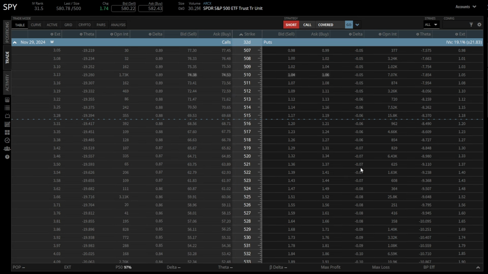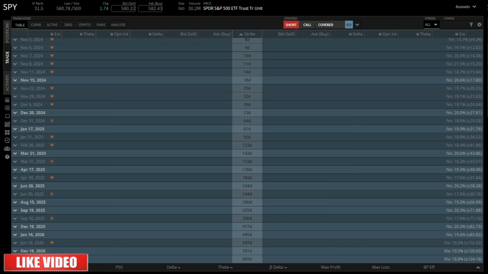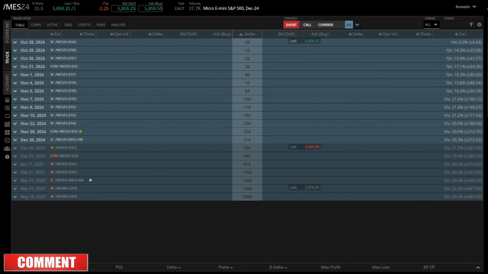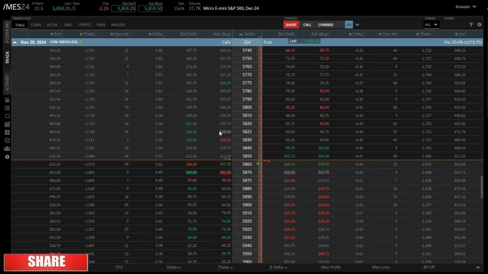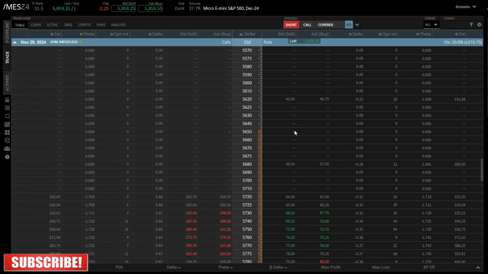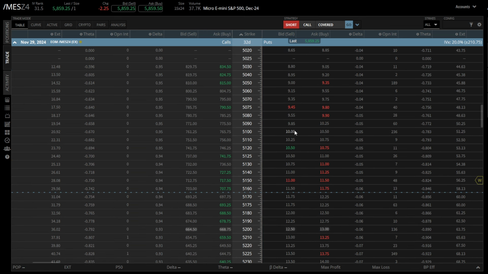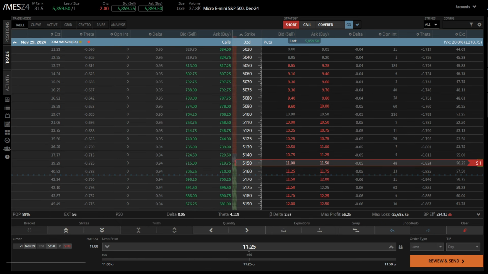So now we're gonna clean this thing here and we're gonna go to the MES. Okay, we're gonna keep the same DTE, 32 days, and we're gonna go all the way down here and we're gonna find our 5 deltas. And the 5 deltas here, as you guys can see, the first one we can find here is 5,150. So if we were to sell here this 5,150, we are going to collect $11.25. But remember, guys, the micro, okay, you have to multiply this thing here by 5.